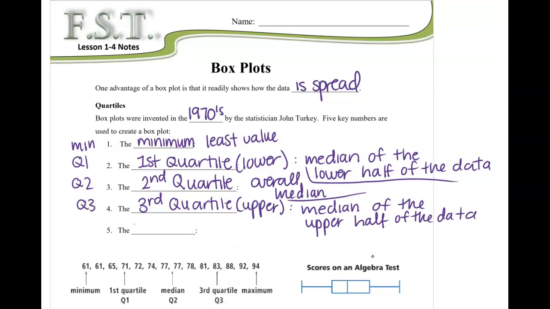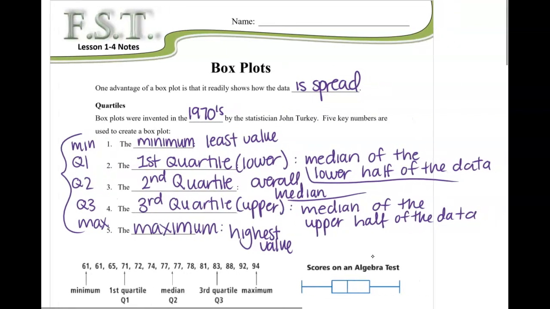And then we have the maximum, which is, of course, the highest value. We'll call that the max. Together, the min, Q1, Q2, Q3, and max are called the 5-number summary.